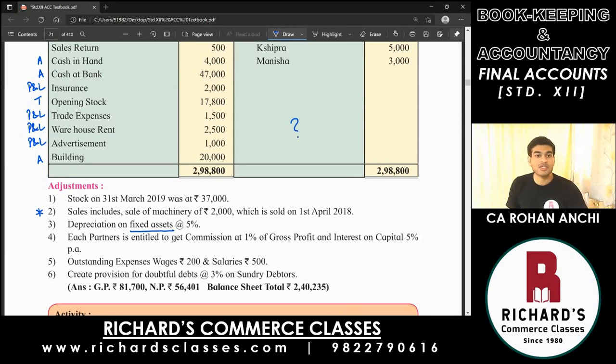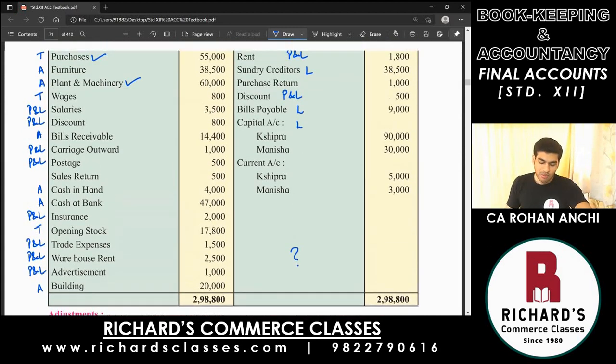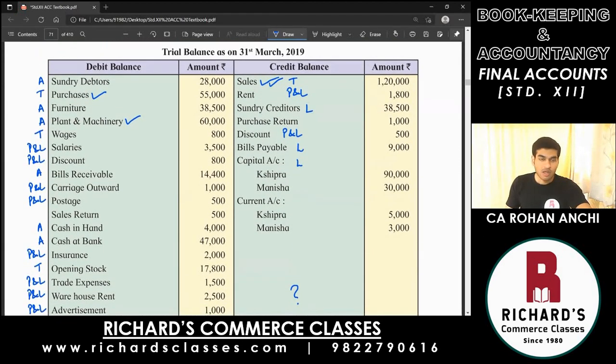You have to decide which are fixed assets out of all of the items given to you. All of them are definitely going to be in the debit balances side. We have already written all those items which are assets. All those places where you see A, those are your assets. But out of them, which are fixed assets on which you are going to provide depreciation? Let us mark those items.